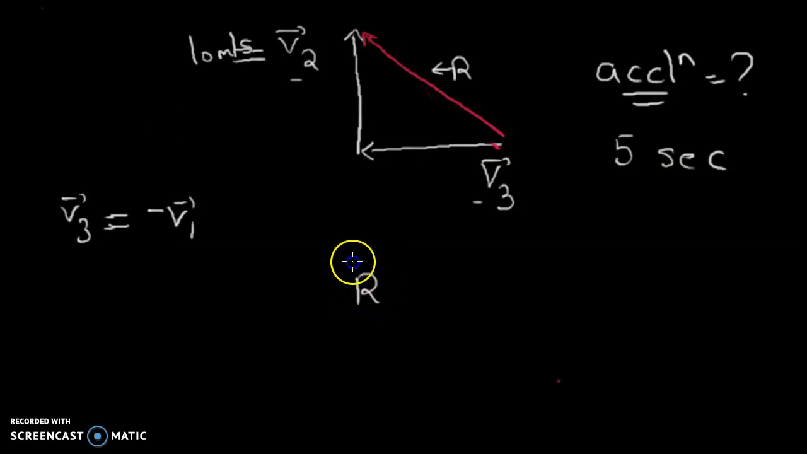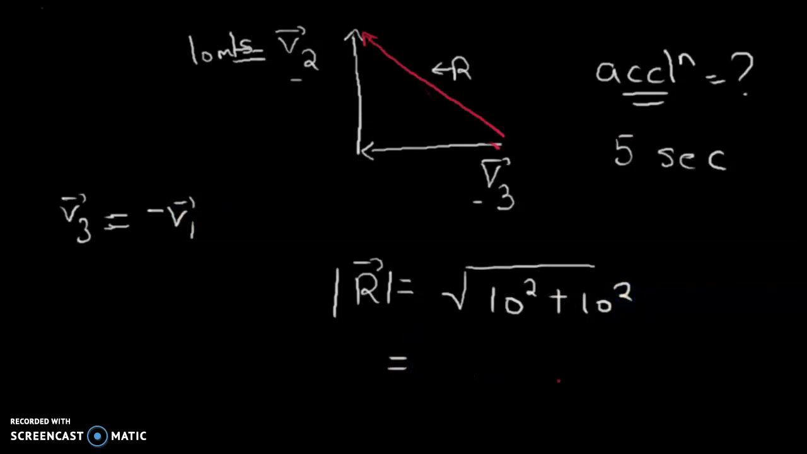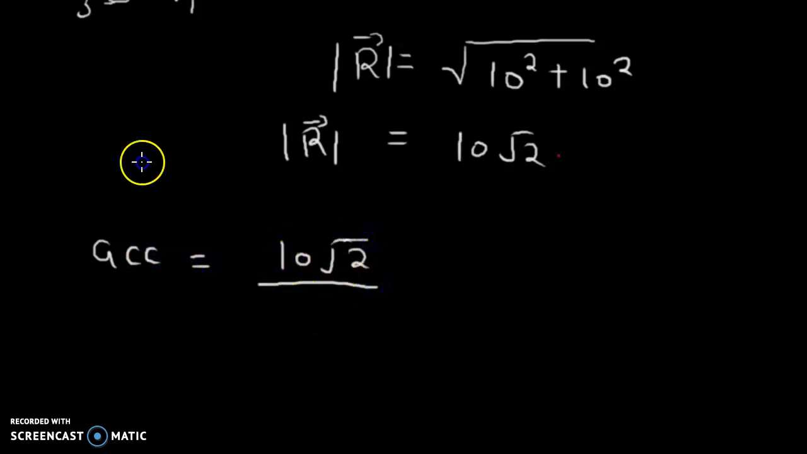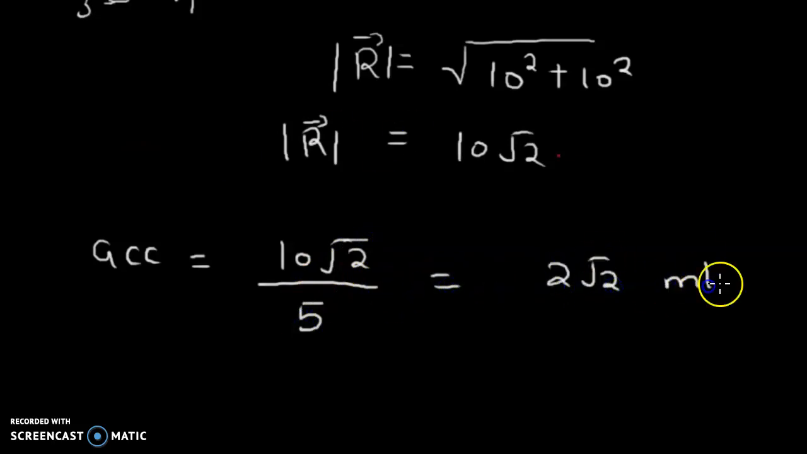So what would be the magnitude here? If this is the hypotenuse, the magnitude of the resultant R would be the square root of 10 squared plus 10 squared. It's a hypotenuse, so by Pythagoras theorem, that is 10 root 2. That is the magnitude of the resultant. To find the acceleration, which is the rate of change in velocity, we divide the resultant magnitude 10 root 2 by 5 seconds, so 2 root 2 is the acceleration here.